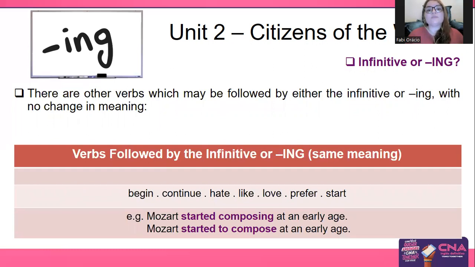There are other verbs which may be followed by either the infinitive or -ing with no change in meaning. So you choose whichever, infinitive or -ing, and it's going to be the same. The verbs: begin, continue, hate, like, love, prefer, and start. For example, Mozart started composing at an early age, or Mozart started to compose at an early age, and the meaning is the same. It doesn't change.